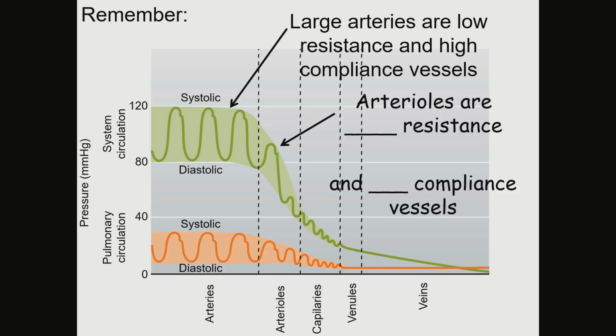Okay. And remember about our large arteries: low resistance, high compliance. Arterioles, what do you think? Low or high resistance? Big giant vessels or small vessels? Small. And so they're going to have a small radius and hence a high resistance, okay, because they have a smaller radius. And what do you think? Compliant or not compliant?